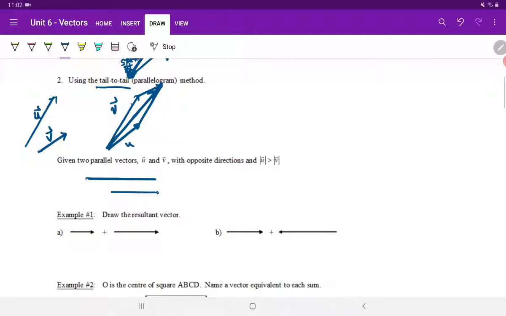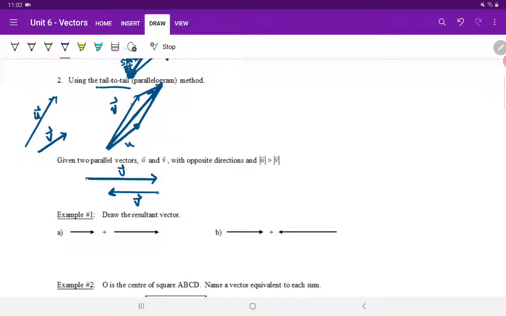Okay, so suppose we have a vector going here in this direction, my u, and my v is going in the opposite direction. How would you figure out the resultant? Like if you were supposed to draw this head to tail, how could you figure out the resultant? Well, you can draw them head to tail.